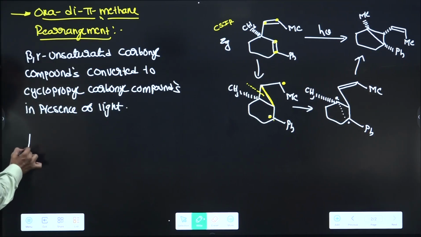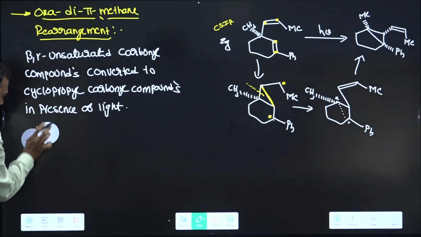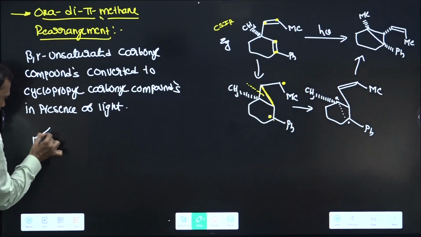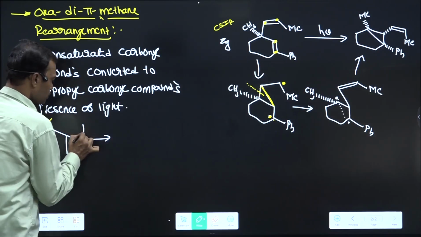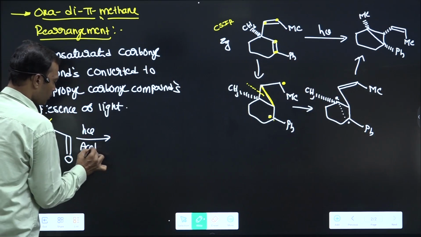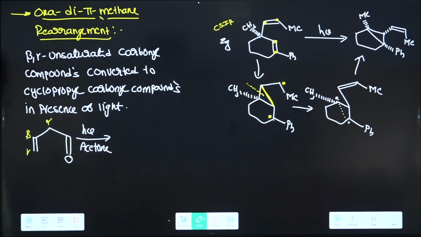So what I gave is this. See, if I put a double bond here, and if I put one more double bond, what is this? Di-pi-methane. Suppose I put a carbonyl group, that is called oxa-di-pi. One is a double bond, the other is a carbonyl group. This is alpha, beta, gamma. Now I am using photochemical conditions. Acetone is a common solvent for this.